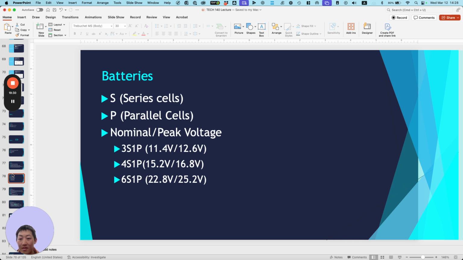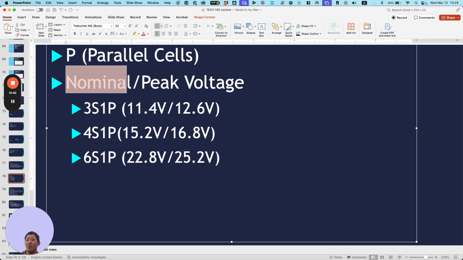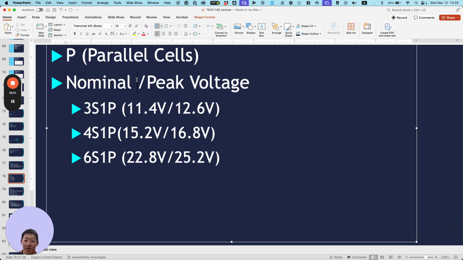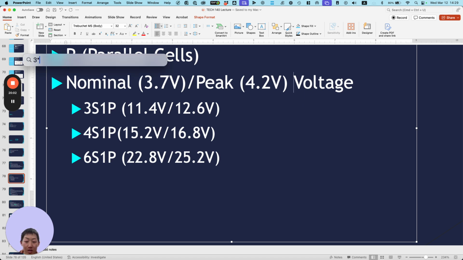Okay, so with these batteries right here, we have a 3 series, 1 parallel, or in other words, just 3 series cells. The first number I listed here is the nominal voltage. That's what we named it at, and I'll just say 3.7 volts. And then the peak voltage is going to be, do you remember? 4.2 volts. So if we do 3 times 3.7, we get 11.1.